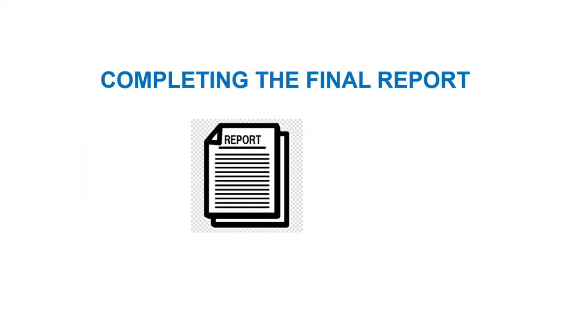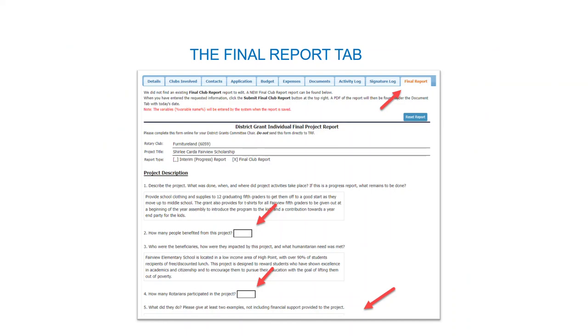And finally, completing the final report. Access the Final Report tab and fill out questions 2, 4, and 5. Those questions ask how many people benefited from this project, how many Rotarians were involved, and what the Rotarians did. Be sure to save the report. If you don't fill out and save the report before pressing the Collect Final Signatures button, you will be unable to go back and fill it in later. You will need to send the answers to those questions to me, and I will fill them out for you.